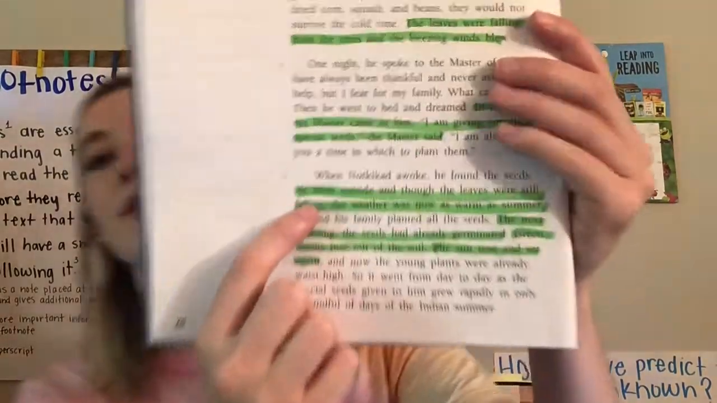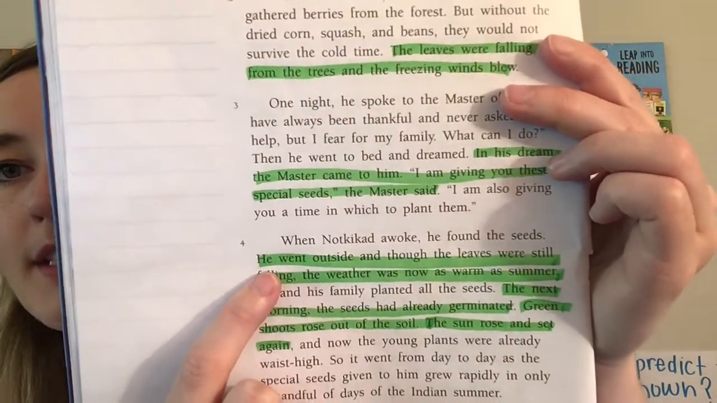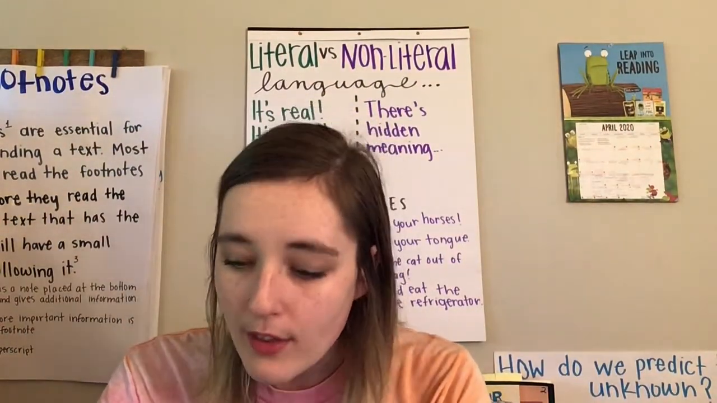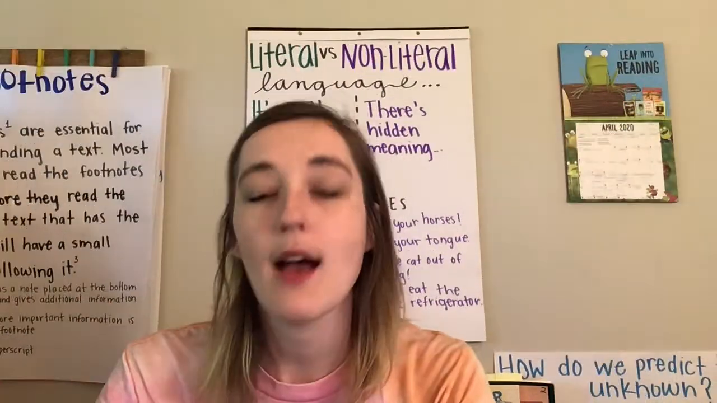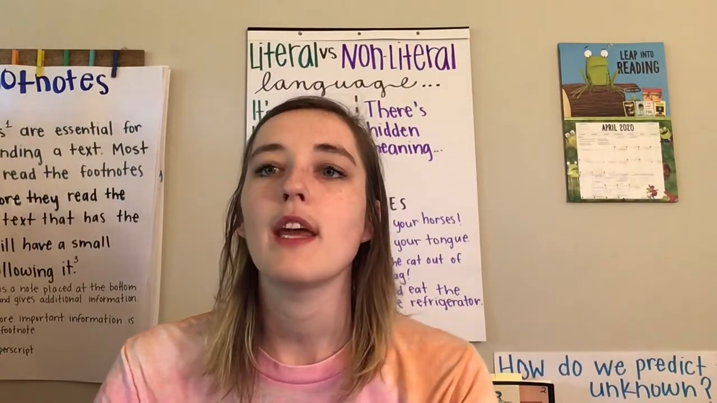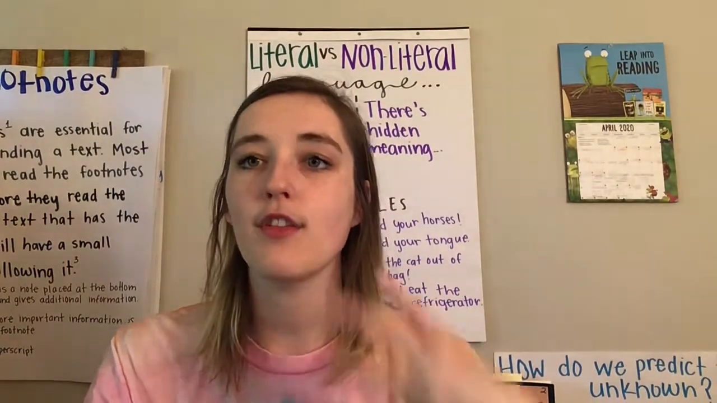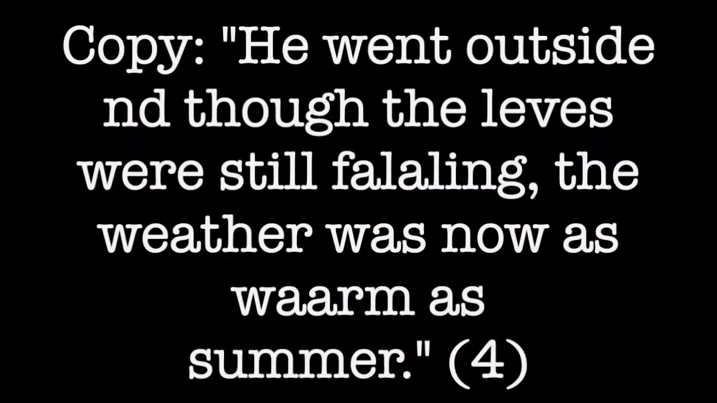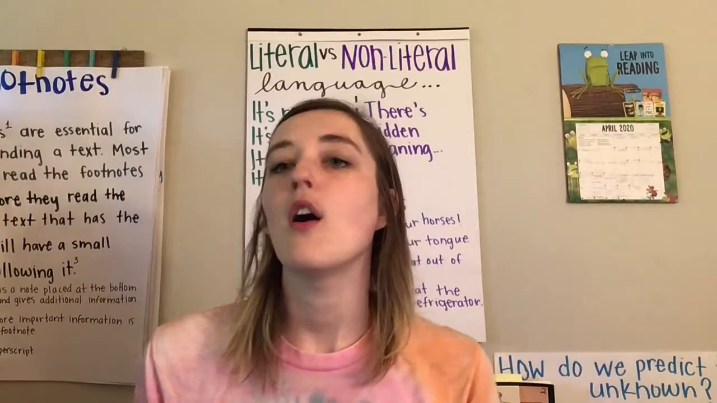Okay, so we're going to get into the third detail from the text. The third detail is in paragraph 4, and it starts right here, and it's this whole sentence. It says, he went outside through the leaves, though the leaves were still falling, the weather was now as warm as summer. So I would like you to copy and paste that onto the third detail in your graphic organizer. Go.